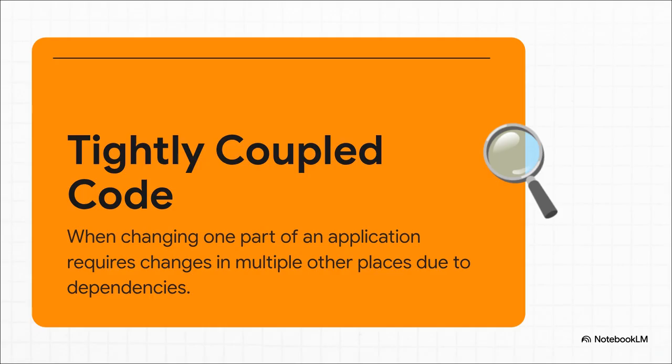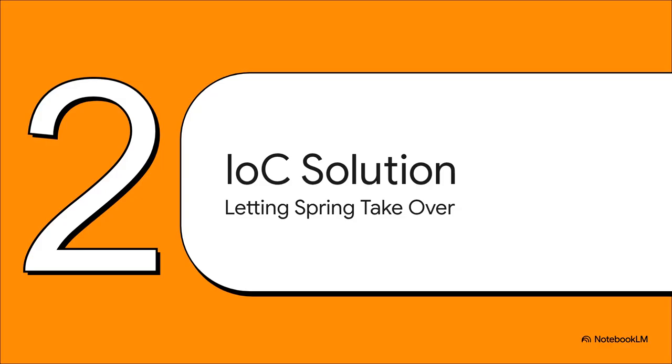Well, the culprit has a name: tightly coupled code. This is what happens when your objects are so intertwined that they can't exist without each other. Imagine a report service that, inside its own code, creates a new database connection. That service is now stuck with that specific connection forever. It makes your whole system rigid, and it's an absolute nightmare to test and maintain. So, how do we get out of this mess?